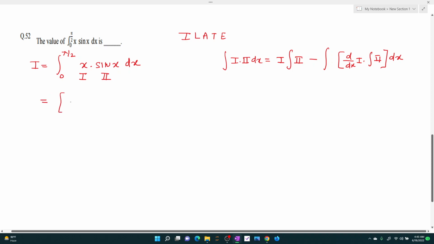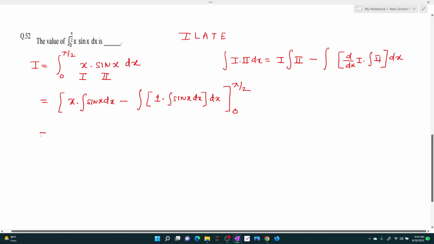So this will say x as it is, and then we have integration of sin x dx. And we have minus of integration of first function derivative. So derivative of x is coming out to be 1, right? And then we have integration of sin x dx and the total integration, and everything will be from pi by 2 to 0, right? Make sense?